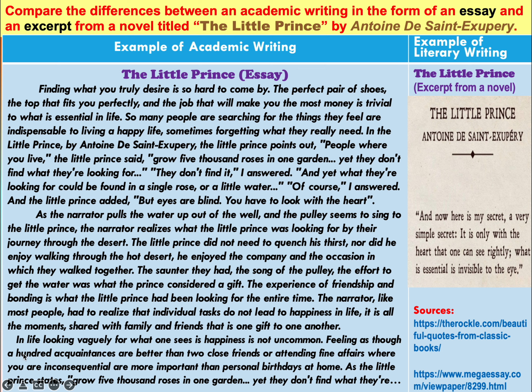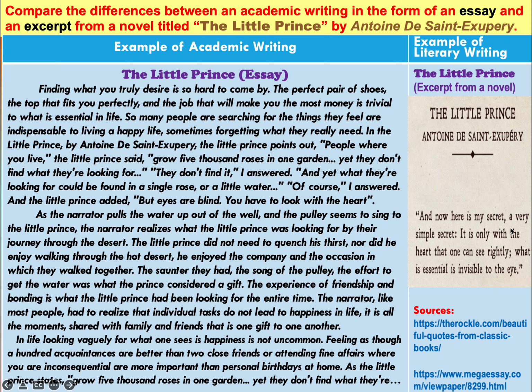Anyone can have thousands of social media friends and followers, but only few can be considered as a real friend and family. As the little prince states, grow 5,000 roses in one garden, yet they don't find what they're looking for. Okay. So this is an example of an essay for the story of the Little Prince. No? And this time, this one is an example of an excerpt. No? The Little Prince by Antoine de Saint-Exupéry.